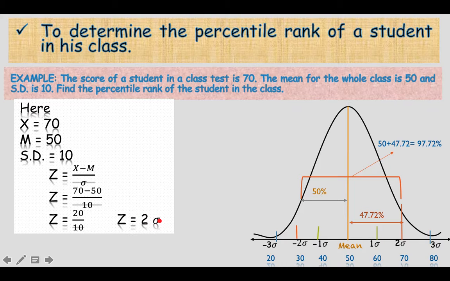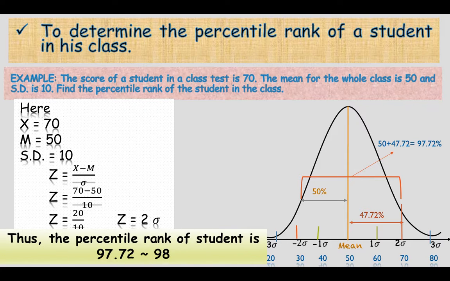And now we have to find out how many percent of the cases lie below this 2 SD. So we have also found that below this 2 SD, 97.72% of the cases lie. Thus, from this we can say that the percentile rank of the student is 97.72, but if we round off this value 97.72, we find that the percentile rank of the student is 98th.